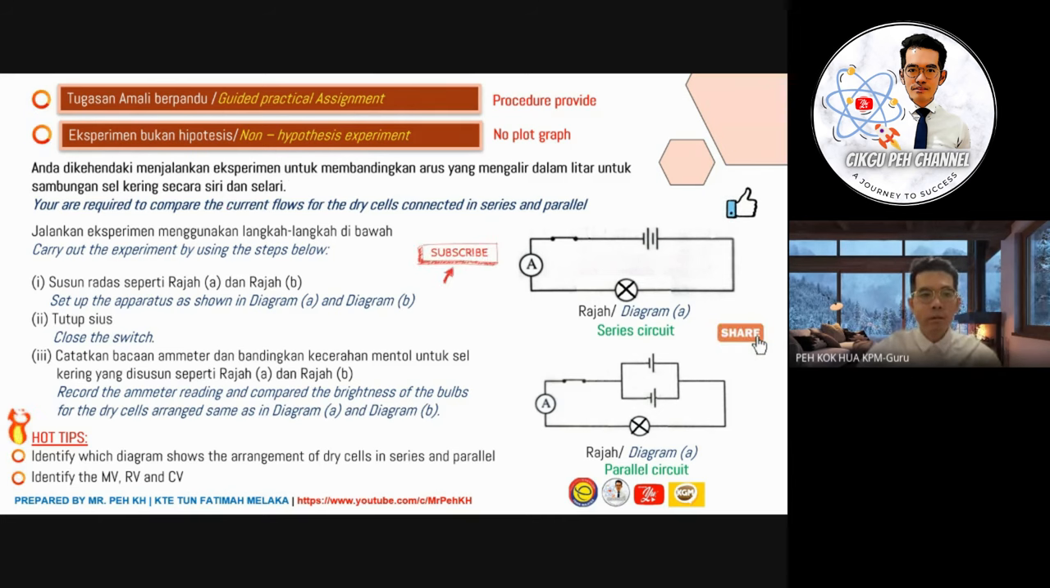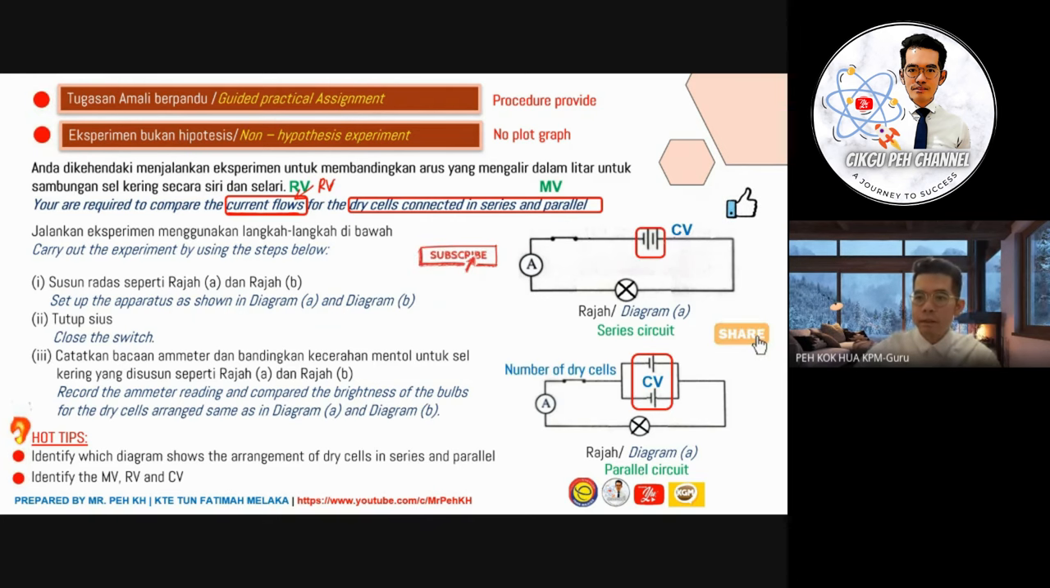As mentioned just now, the current flow will be our RV, where we want to measure the current flow in the circuits. Then the dry cells connected in series or parallel here will be the MV. Then the control variable here will be the number of dry cells. Okay, so after you identify all your variables, you should understand how you are conducting the experiment and what data you are going to get during the experiment.